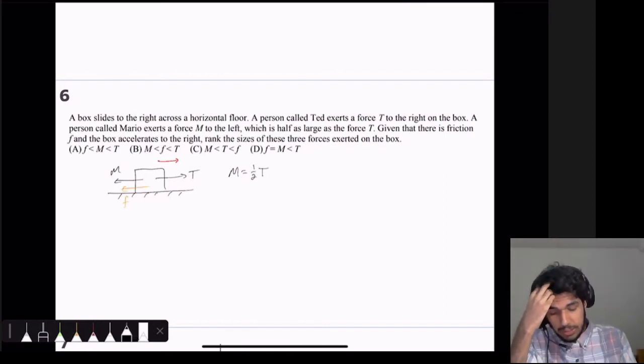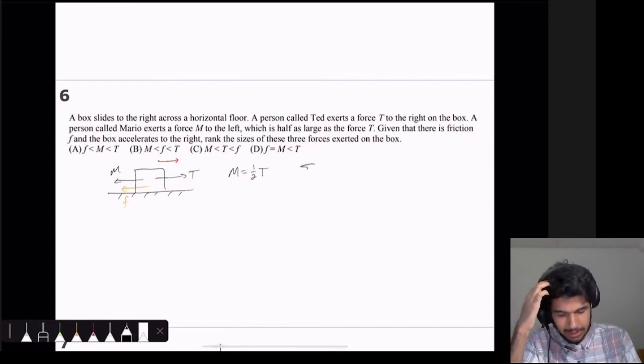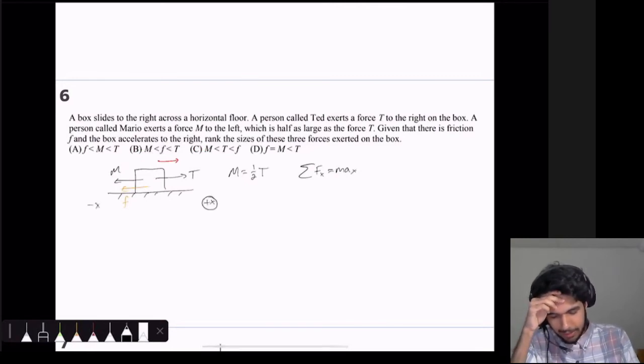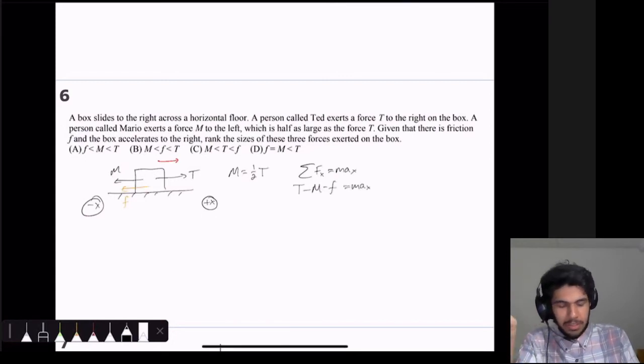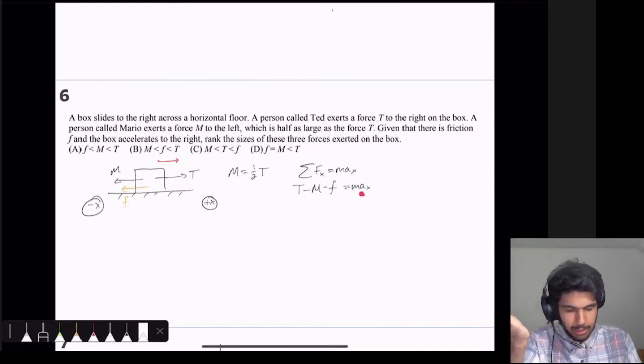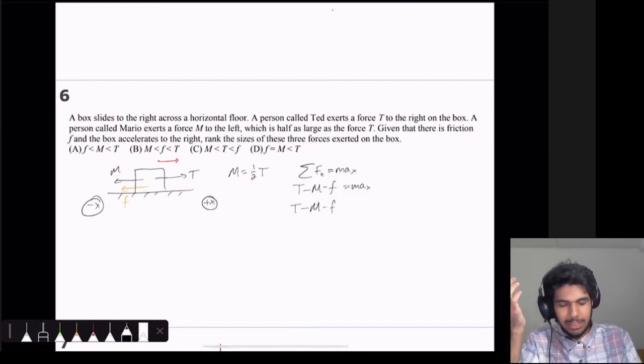Okay, so all of these forces point in the x direction, so let's sum the forces in the x direction. And there is some acceleration because we are given that it accelerates to the right. So let's say this is the positive x direction, this is the negative x direction. So we get T minus M minus f equals m a_x. But since we know that the acceleration is pointing in the positive direction, that means the acceleration is a positive value and m is a positive value. So we can simplify this to say that it's greater than 0. So that tells us T is greater than M plus f.